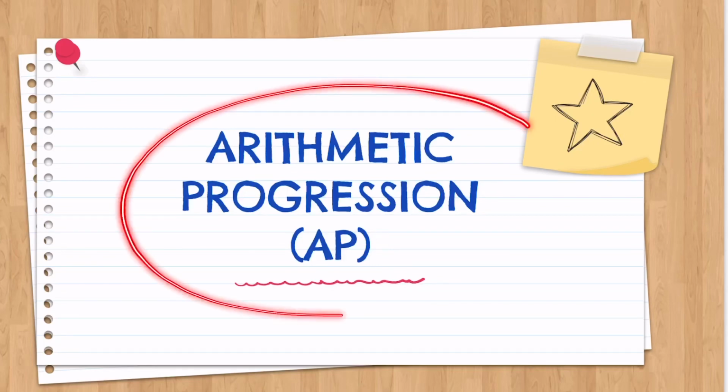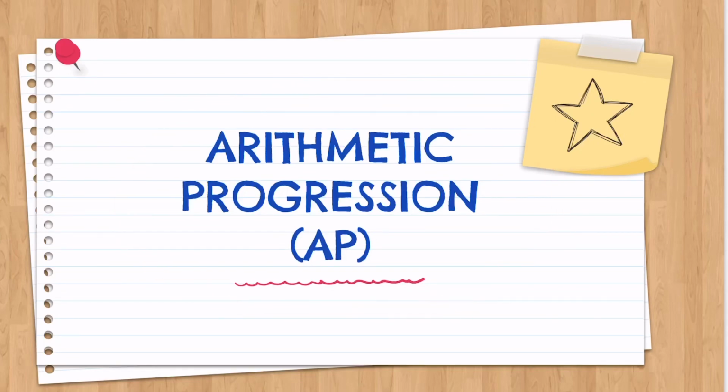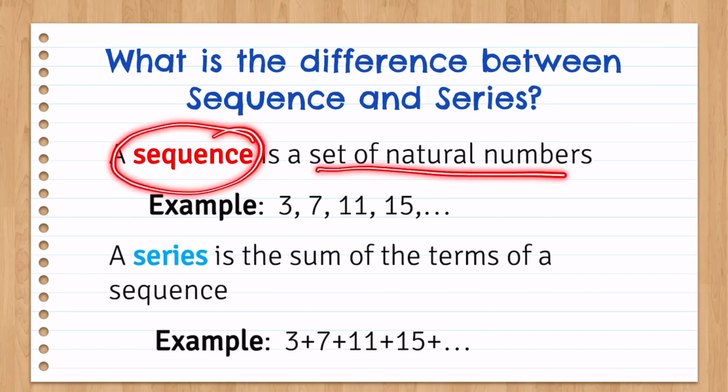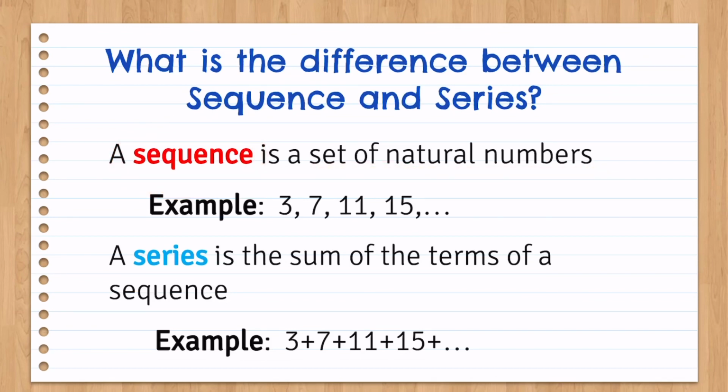Now let's discuss arithmetic progression, or AP. What is the difference between sequence and series? A sequence is a list of numbers. Example, we have 3, 7, 11, 15 and so on and so forth. And as you can see, it is separated by commas.